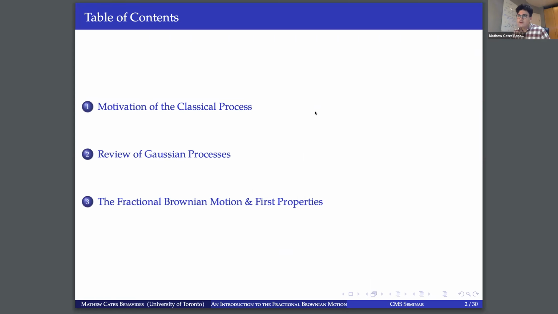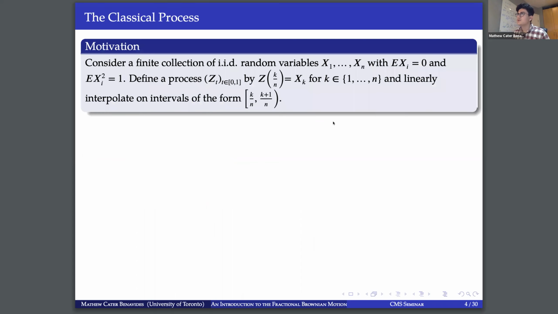We're going to start with some motivation of first the classical process, i.e. the standard Brownian motion or Wiener process, on the real number line of a single dimension. And from there, we're going to give a quick review and recap of Gaussian processes, as we're going to use some of the characterizations that they have to be able to quite nicely introduce the process of which we care about. And from there, we're going to give the process, and we're also going to prove and define some of the first properties. So firstly, motivation from that of the classical process.